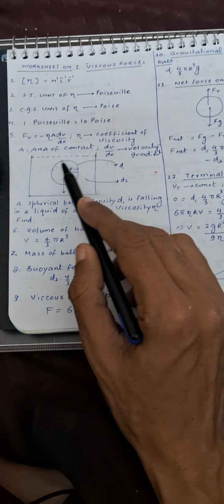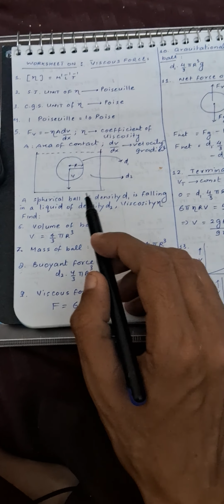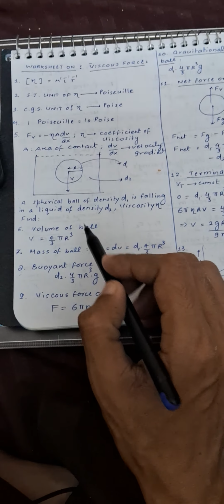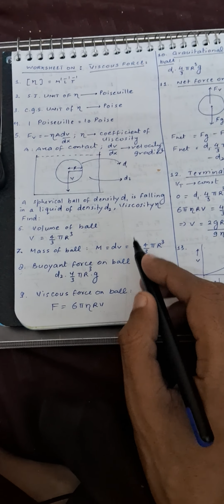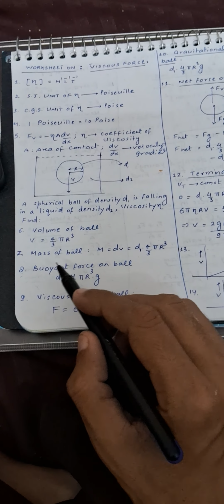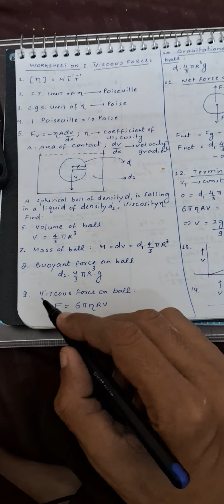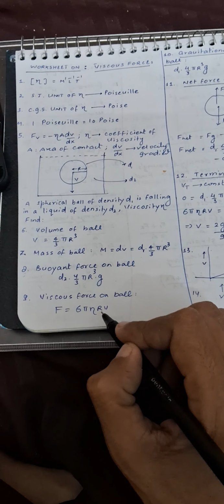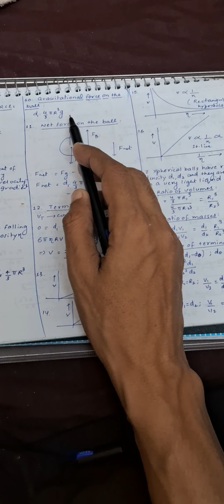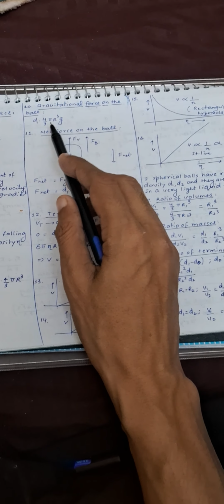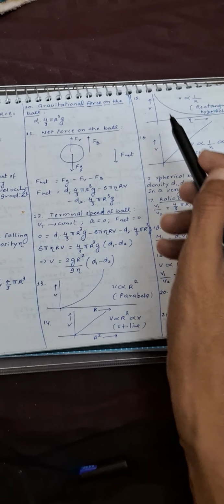Now there is a question. Suppose there is a ball of density d1, put in a liquid of density d2. We need to find the volume of the ball, which is 4 by 3 pi r cube. The mass of the ball is d1 into 4 by 3 pi r cube. The buoyant force on the ball is d2 into 4 by 3 pi r cube g. The viscous force on the ball is 6 pi eta rv. The gravitational force on the ball is mass into g, so it is d1 into 4 by 3 pi r cube into g.